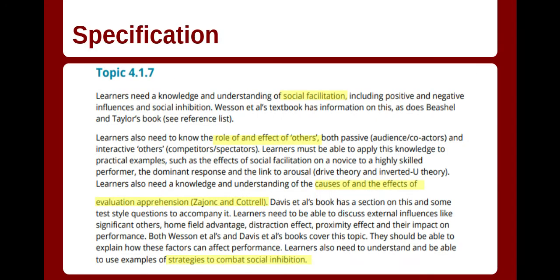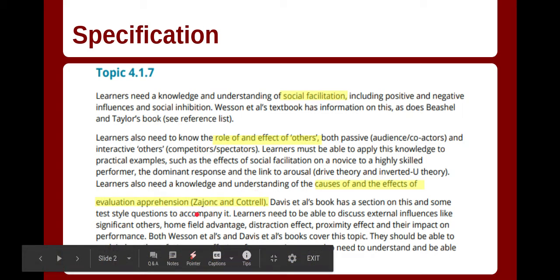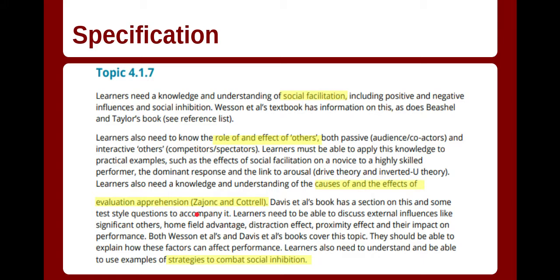Today we're going to be looking at social facilitation and inhibition. The section of the specification we're focusing on is the concept of social facilitation and what that is, thinking about the role and effects of others in sporting performance, and then the causes and effects of evaluation apprehension, which is a model by Zajonc and Cottrell, and then finally finishing off a little bit later on with strategies to combat social inhibition.